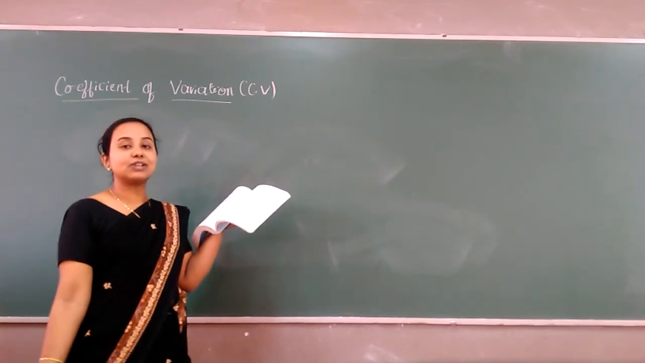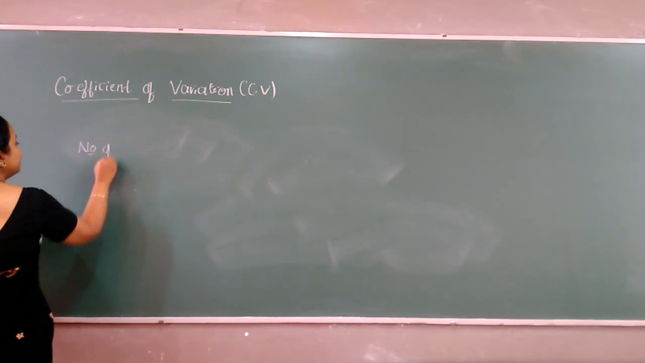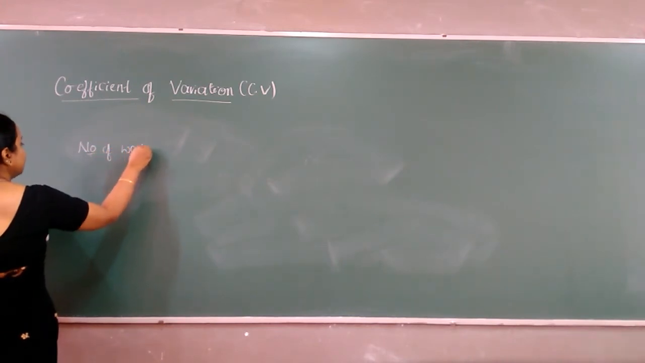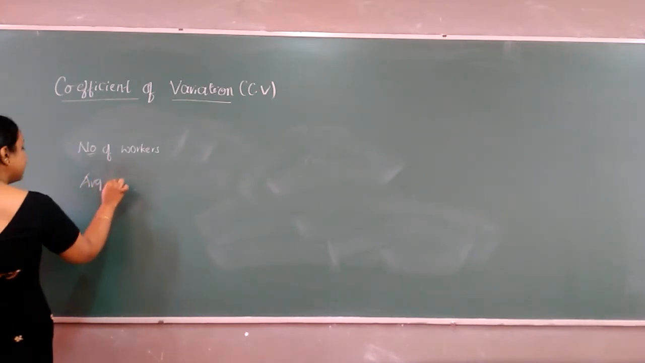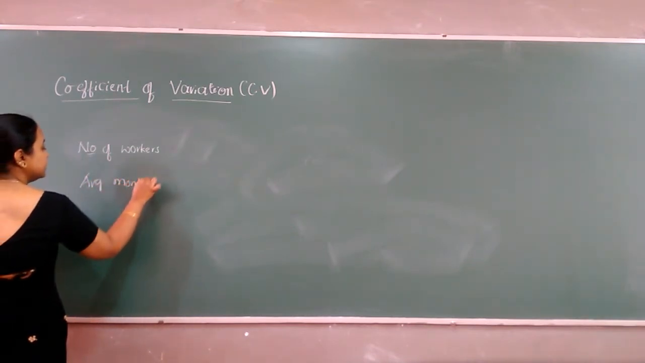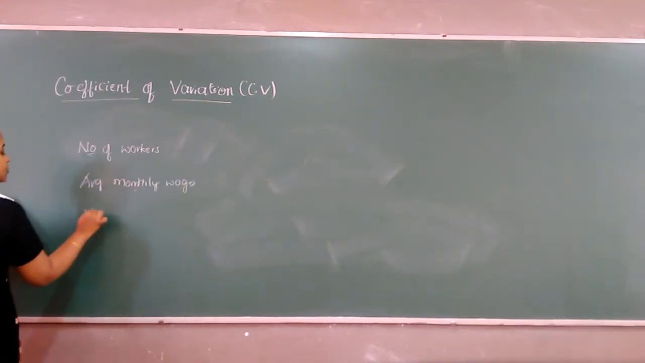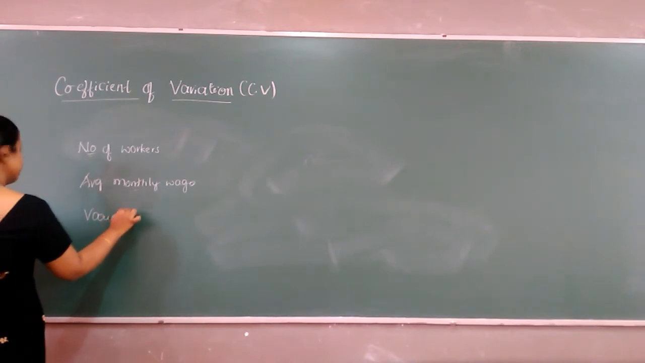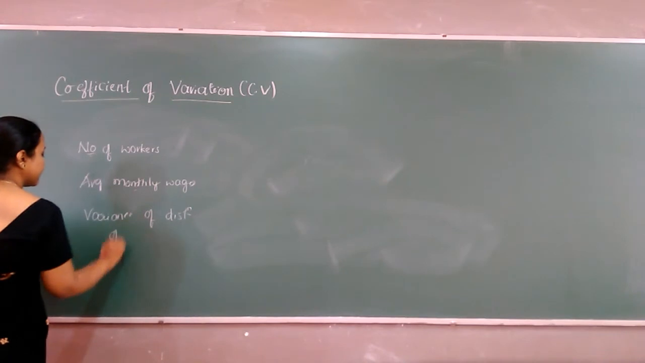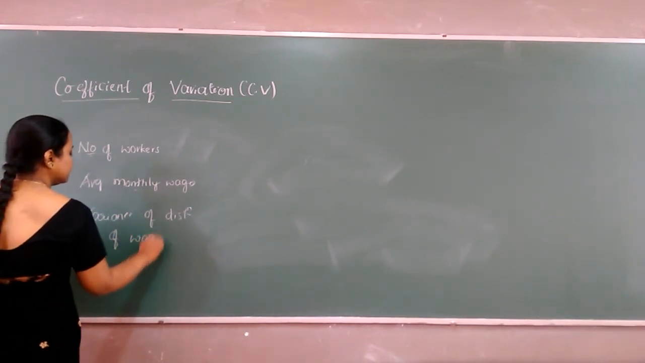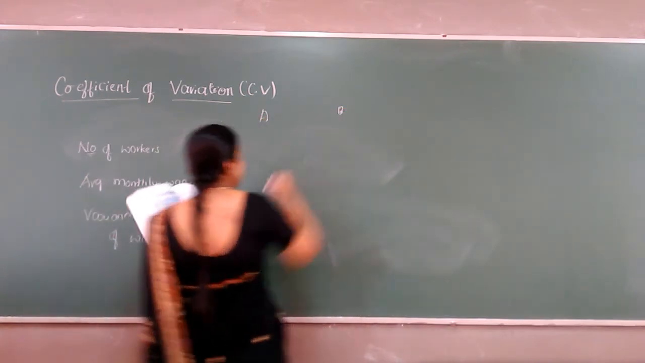So first let us write what is given. Okay, so in the first column the number of workers is given. Okay, and below that the average monthly wages are given. And third, the variance of the distribution of wages is given. Okay, and one column for plant A and another column for plant B.